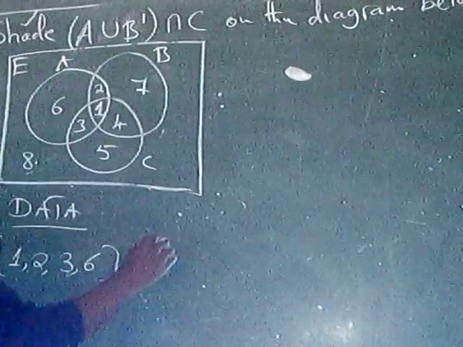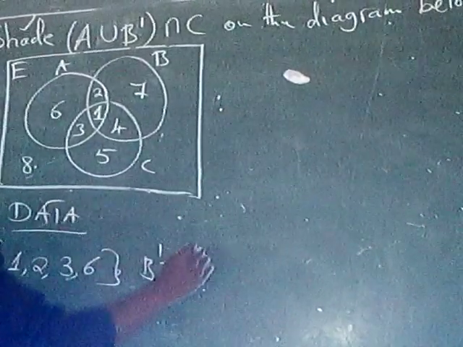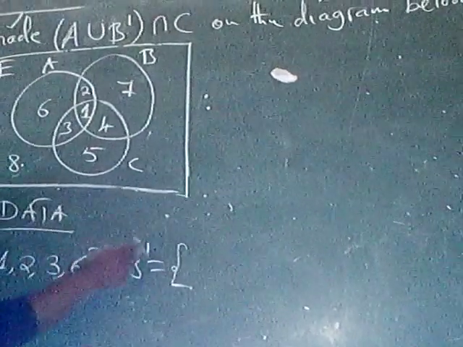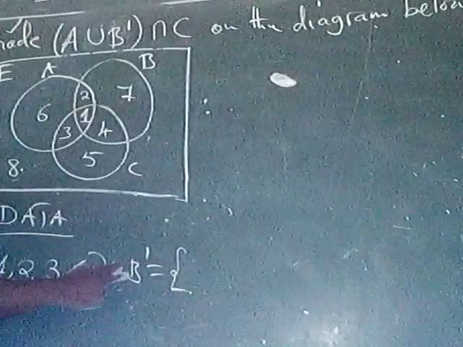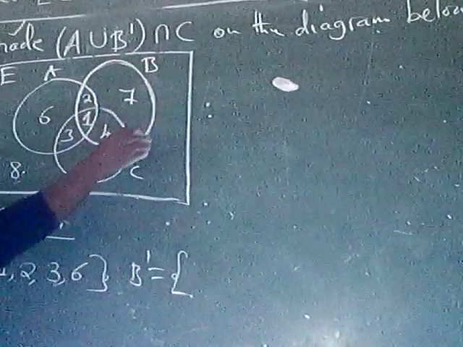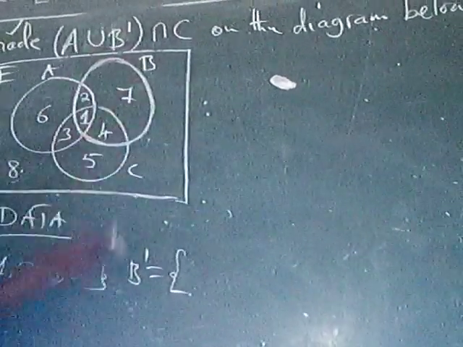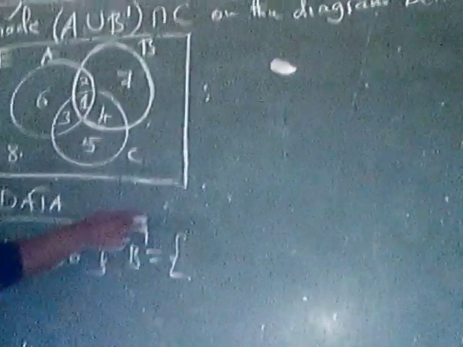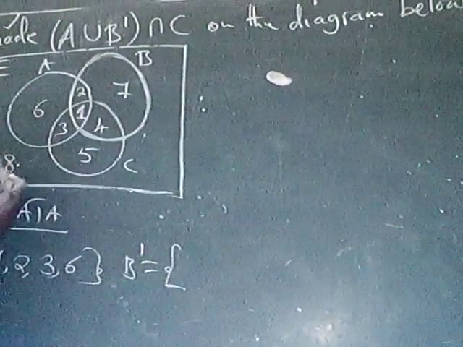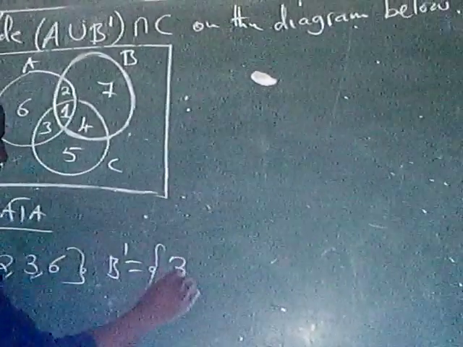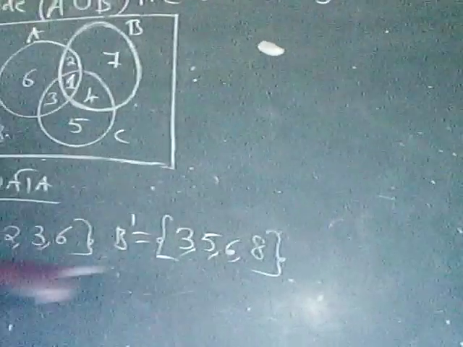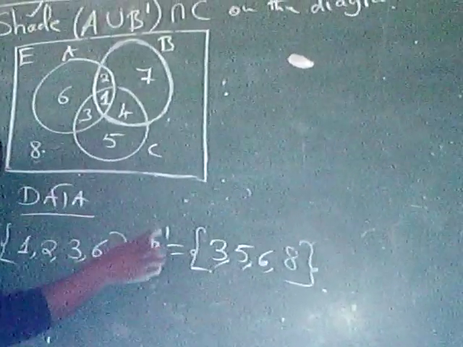Set B complement, on the other hand, remember, B complement is the numbers that are not found in B. So where is B? Oh, B is this one. This will work and serve as a weapon for you people. B complement means the numbers that are not there in B. So they are 3, 6, 5, and 8. Yes, so we have 3, 5, 6, and of course 8. Are we there? This is B complement.